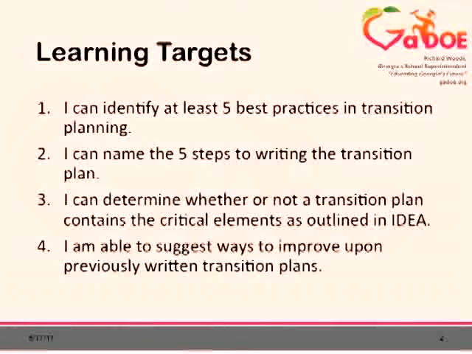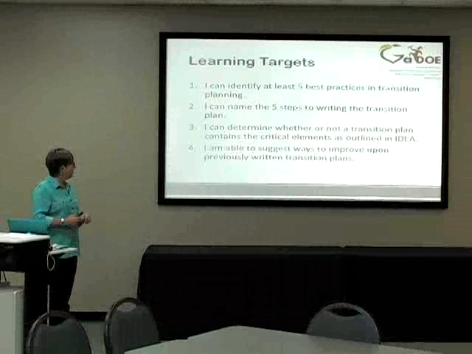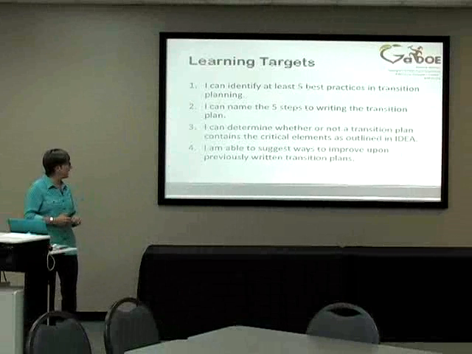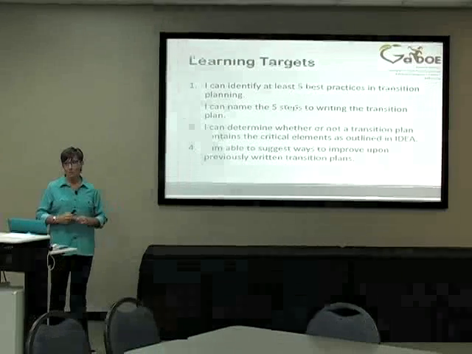Backing up a little bit, make sure that you can accomplish these learning targets, that you're able to identify at least 5 best practices in transition planning. You can name the 5 steps to writing the transition plan. You can determine whether or not a transition plan contains the critical elements or all the 10 components of IDEA. And that you are able to suggest ways to improve upon previously written transition plans. All right? So hopefully, you guys can do all of those things according to the learning targets.